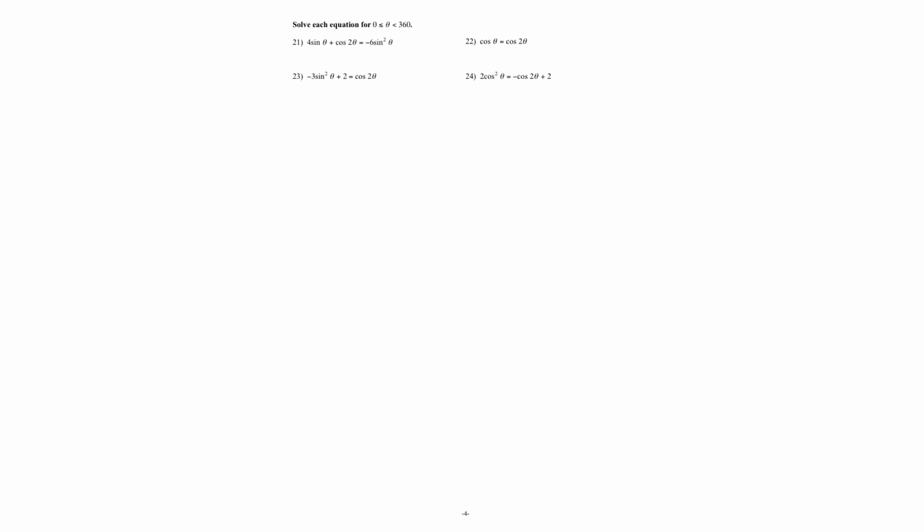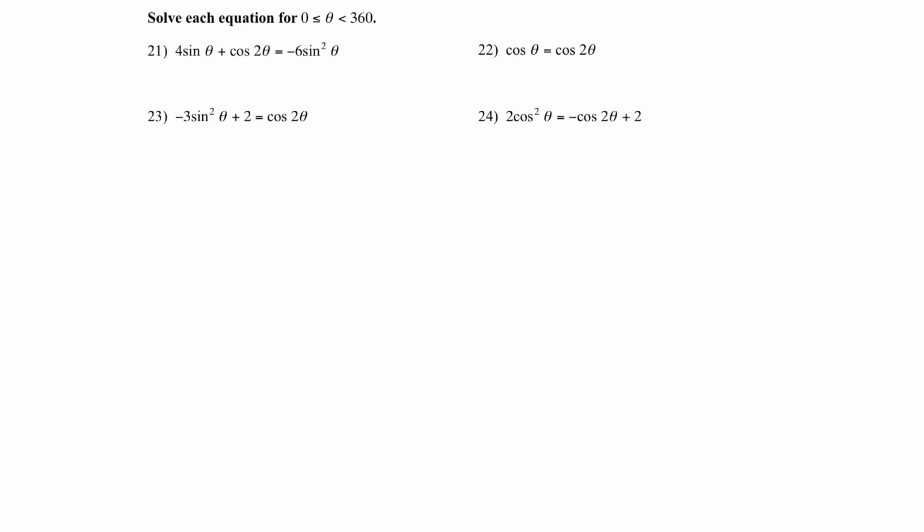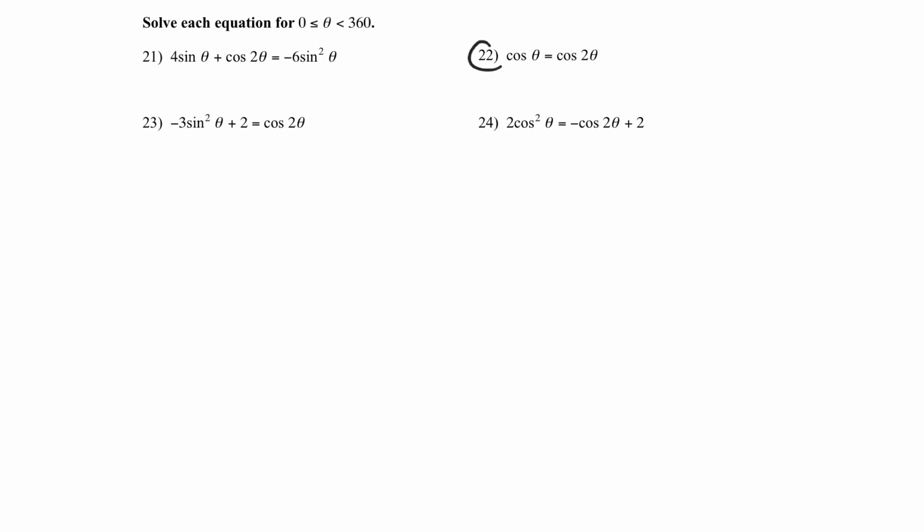Here on page 4, we are solving equations again. Okay, let's try number 22. We have cosine theta equals, well, which double angle identity should we swap out? The one with the cosine. Correct. 2 cosine squared theta minus 1. We chose that because I already had a cosine, and I'd really like to keep everything in terms of just one trig function. Okay? So we're going to bring that together.